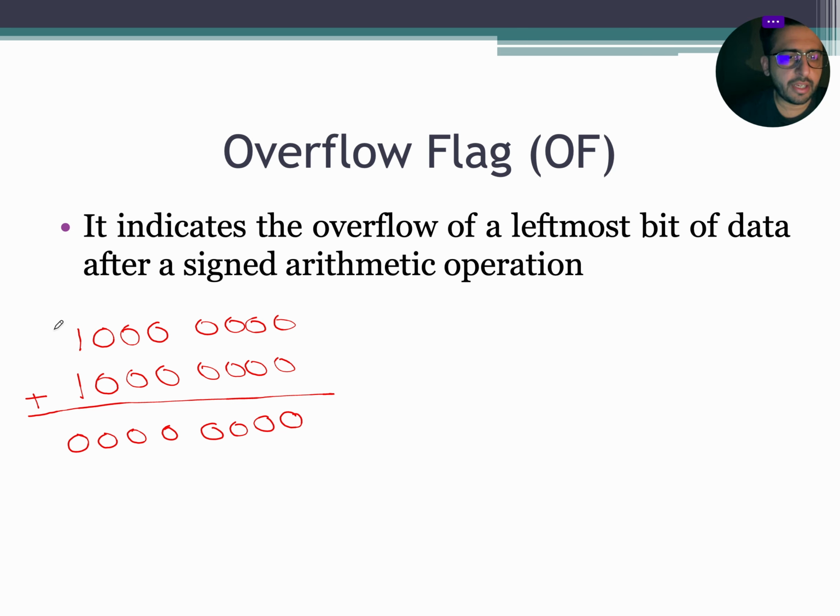In the given example, for addition, both the sign bits of the given data are 1 and the resultant sign bit achieved is 0, which is exactly the opposite of the given data. So this means overflow is equals 1. Let's consider another example.